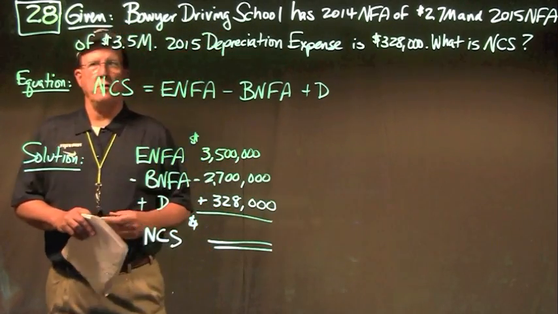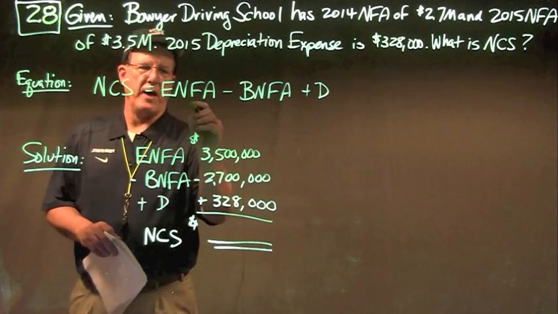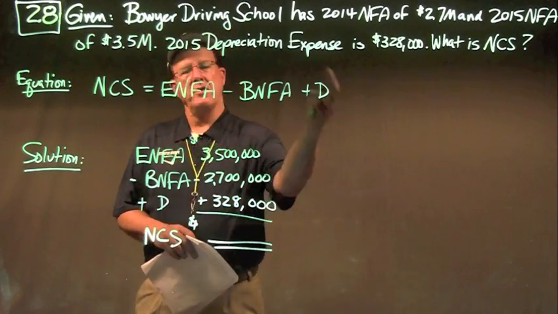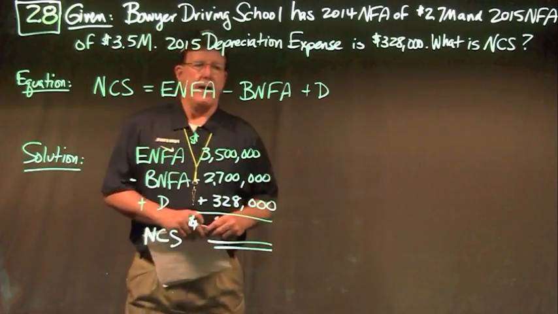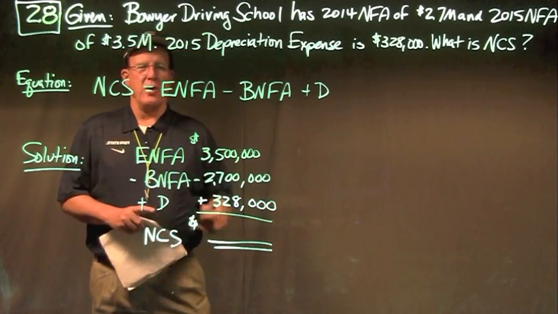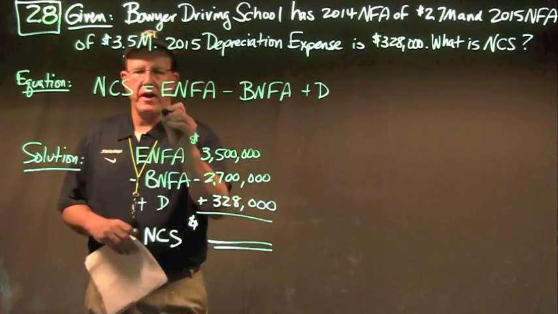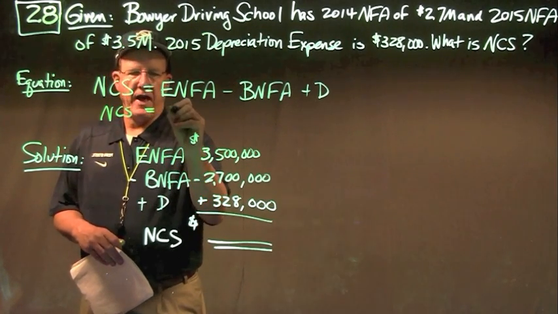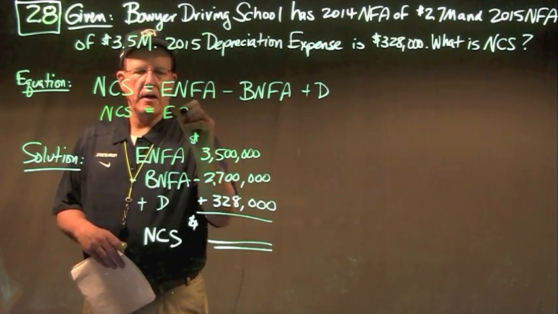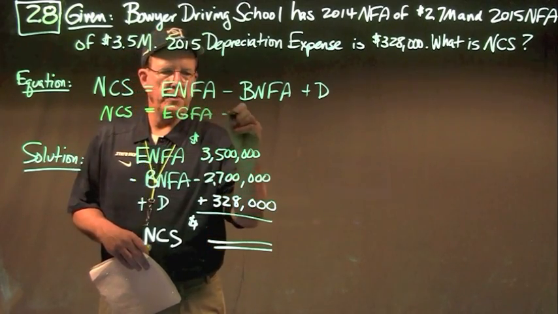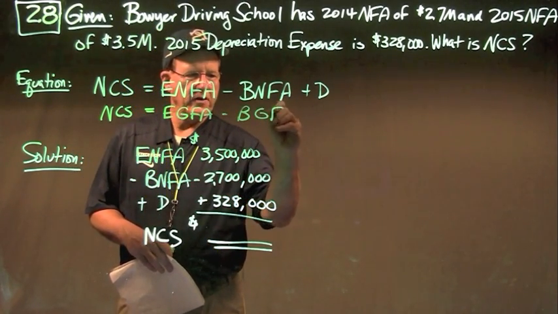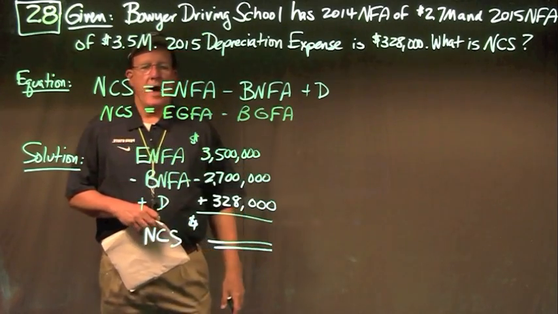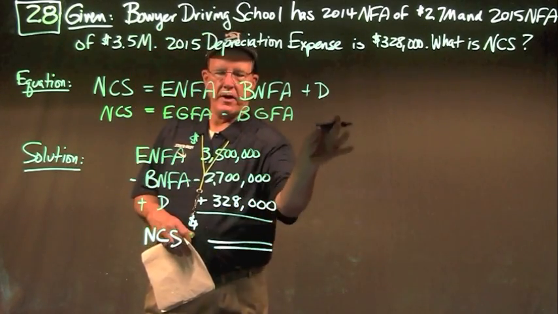The equation we're going to use on those givens is net capital spending is ending net fixed assets minus beginning net fixed assets plus depreciation. I have to gross it back up by adding back depreciation. An alternative method for calculating this, if the authors would give us gross fixed assets, we would take ending gross fixed assets minus beginning gross fixed assets. No need to add back depreciation because it's already grossed up. This would give us our capital spending for the year, either method.